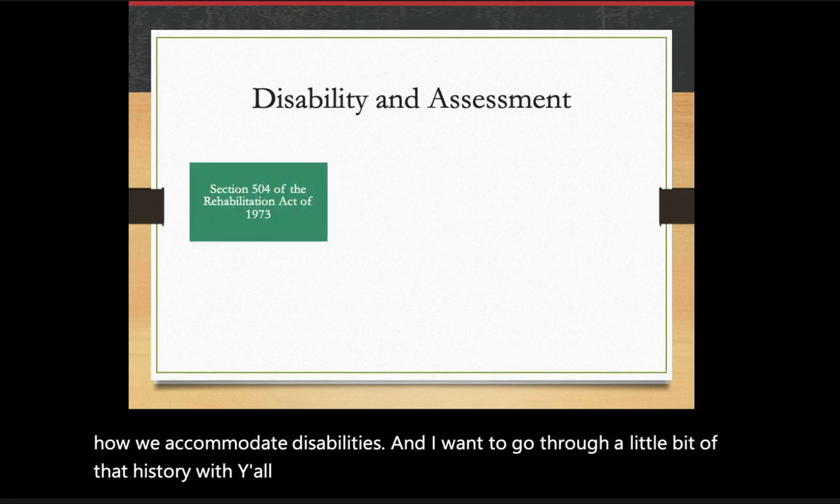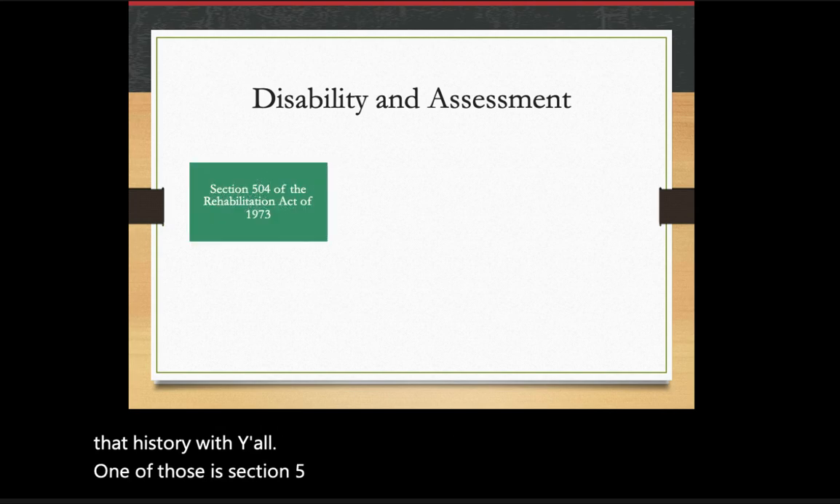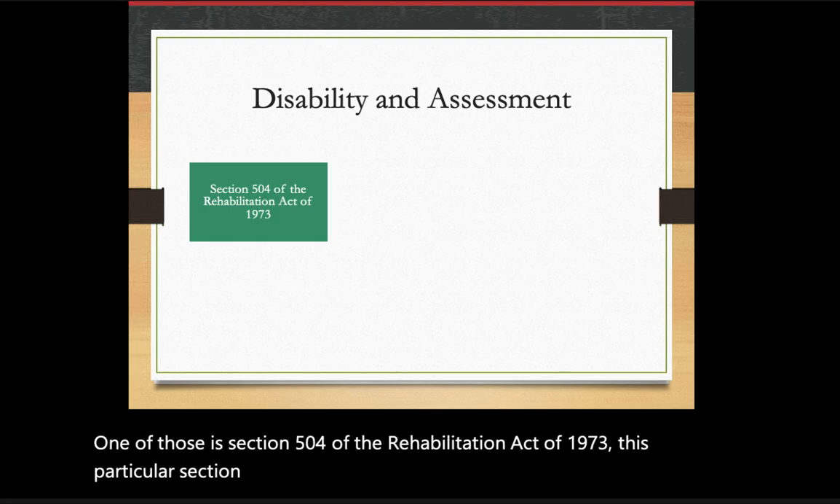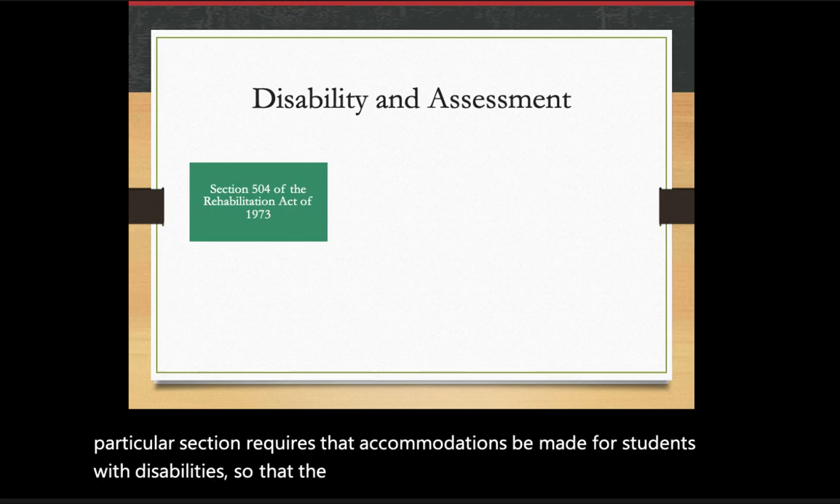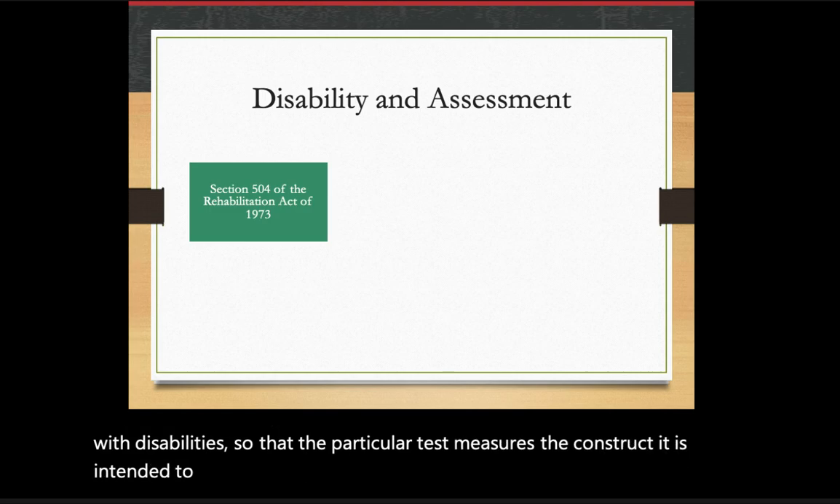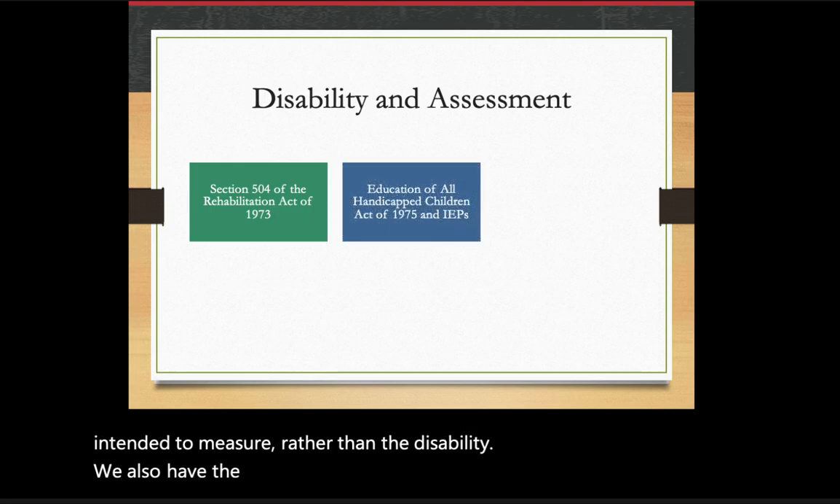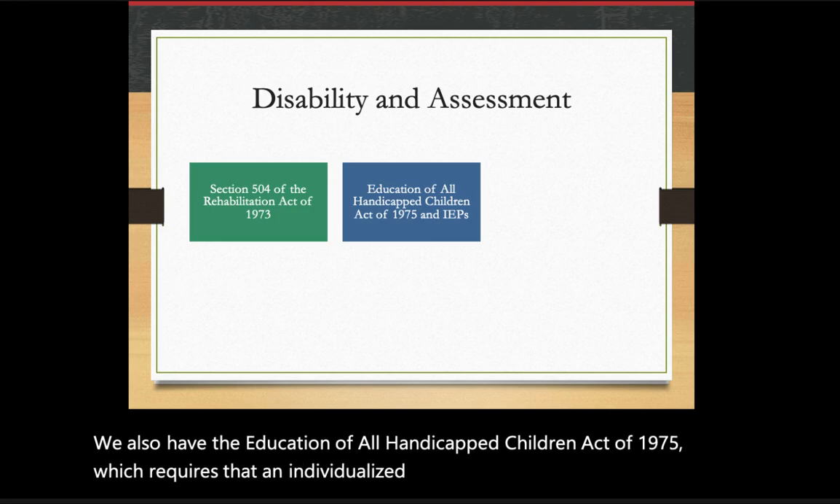One of those is Section 504 of the Rehabilitation Act of 1973. This particular section requires that accommodations be made for students with disabilities so that the particular test measures the construct it is intended to measure rather than the disability. We also have the Education of All Handicapped Children Act of 1975, which requires that an individualized education program be developed for students with disabilities.